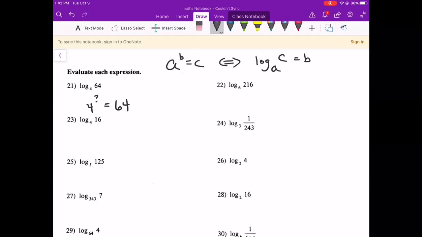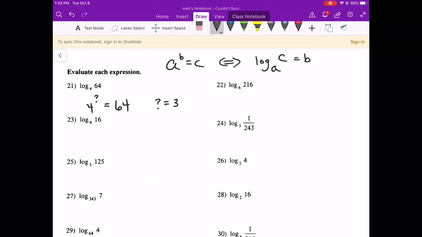So now what you would do, using your calculator or just using your own trial and error system: 4 to what power is 64? So 4 to the first, no, that's 4. 4 to the second, no, that's 16. 4 to the third, there's your 64. So this would be 3. And that's how you evaluate any of these scenarios.